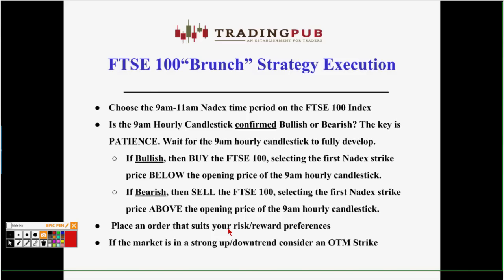So we have the Strudel strategy that runs from 7 o'clock to 9 o'clock in the morning. Then from 9 o'clock to 11, I've got a brunch strategy with the FTSE 100. It's the same strategy as the Strudel and the Nikkei. You choose the 9 to 11 Nadex time period on the FTSE 100 index. If the 9 a.m. candlestick is bullish, I'm going to buy from below the hourly candlestick. If it's bearish, I sell from above it. And once again, you apply the risk reward that best suits your preference.